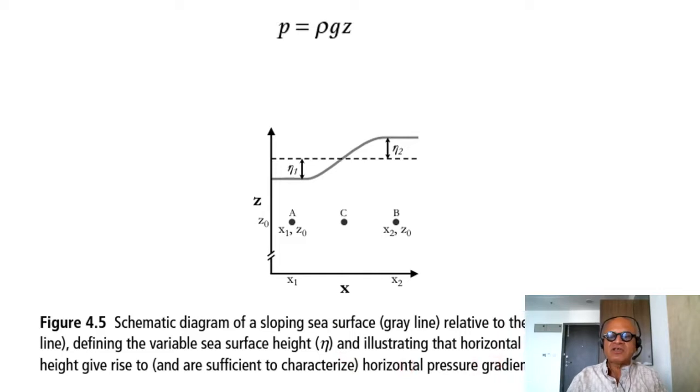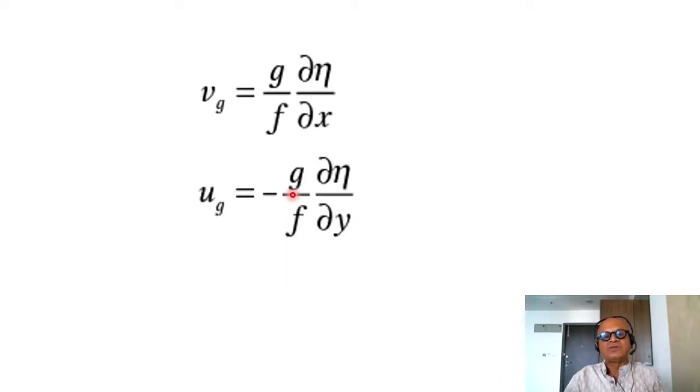So this illustrates that horizontal gradients in sea surface height give rise to, and are sufficient to characterize, horizontal pressure gradients in the ocean. So in a first order sense, you can think that the sea level height gradients are related to the pressure gradients in the x and y directions, hence they are related to the geostrophic currents in the ocean as well. And that's what we are saying here.